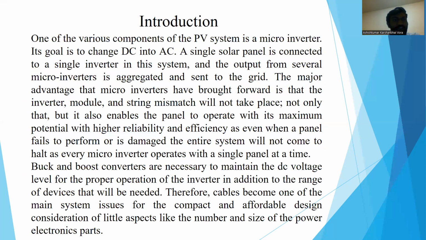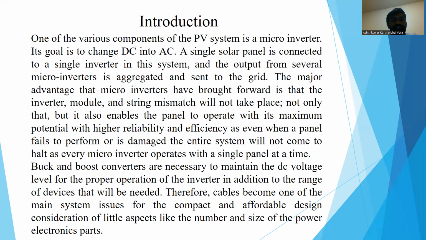And now this is the introduction of my project. One of the various components of the PV system is a microinverter. Its goal is to change DC into AC. A single solar panel is connected to a single inverter in this system, and the output from the several microinverters is aggregated and sent to the grid.